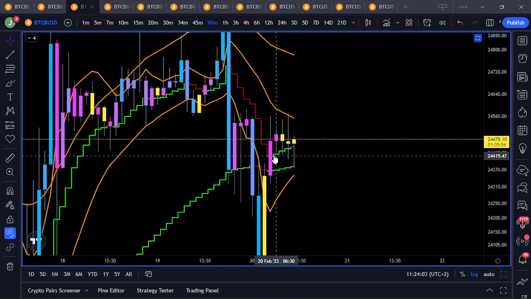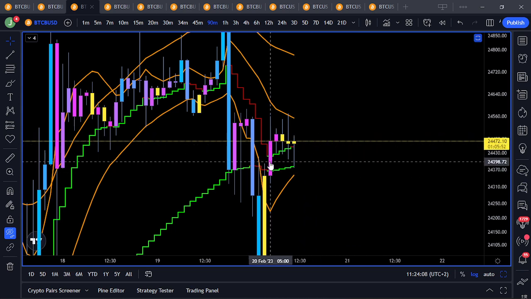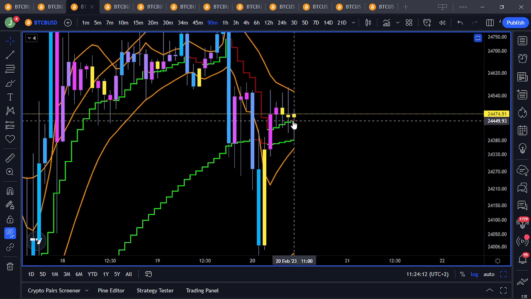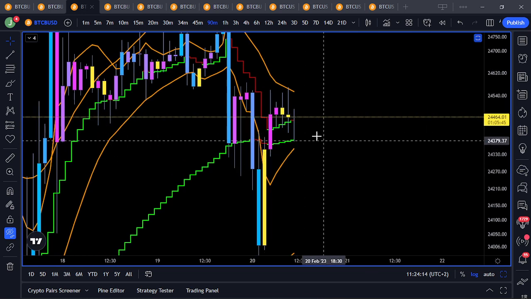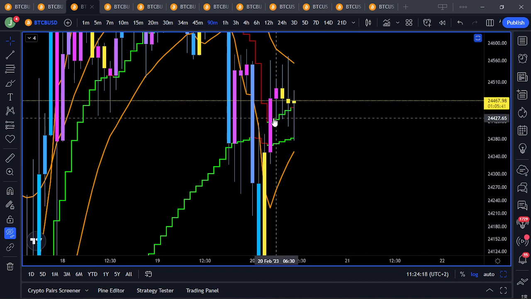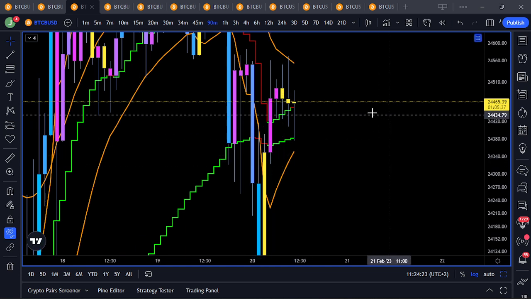What do you want to see? You pretty much want to have it so that these two means don't cross each other. And when these two means cross each other, it's going to be a long, maybe that's what will set the monthly in. But if that doesn't happen, then you can expect continuation to the upside. As you can see, these means and these lines are pretty much spot on the money.